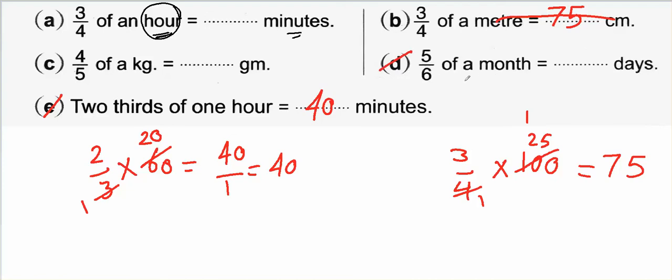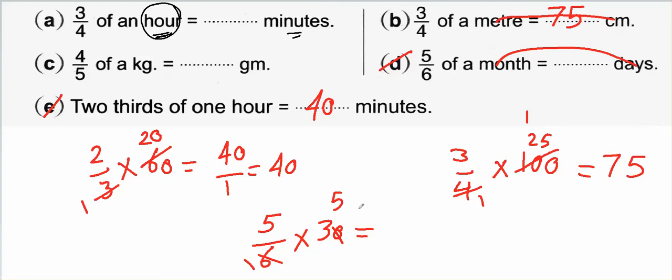5 over 6 of a month, how many days? What is the relation between month and day? 1 month has 30 days. 5 over 6 times 30. 6 divided by 6 equals 1, 30 divided by 6 equals 5. 5 times 5 equals 25. Yes, 5 over 6 month equals 25 days.